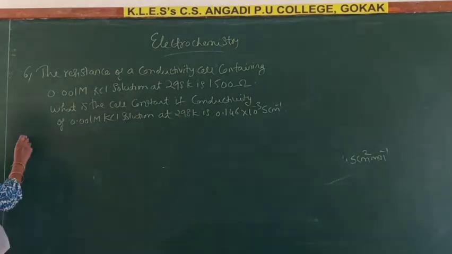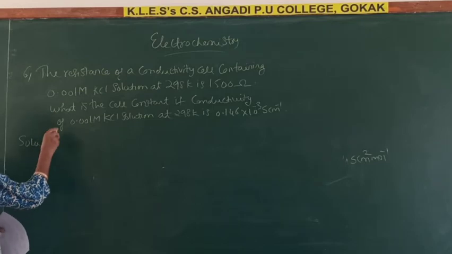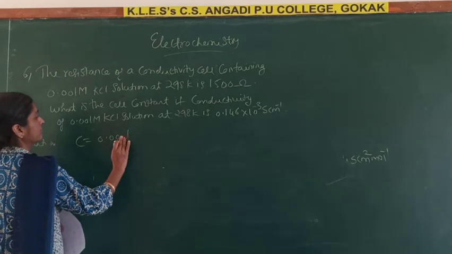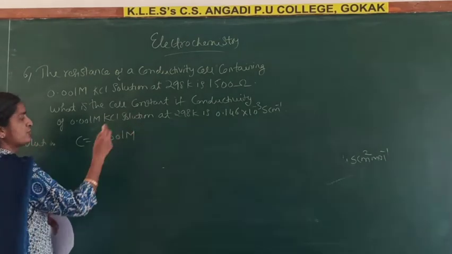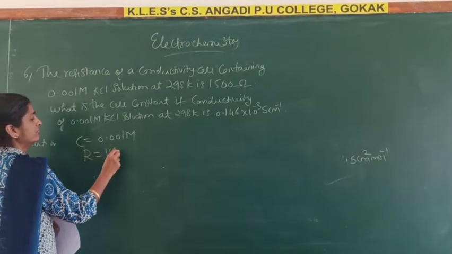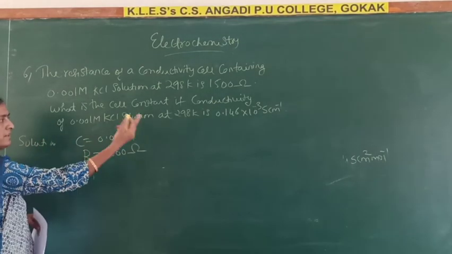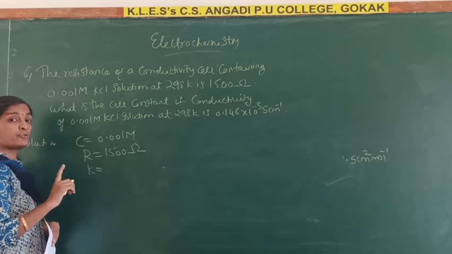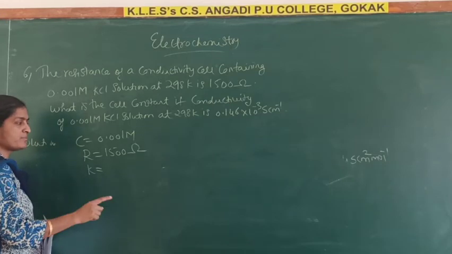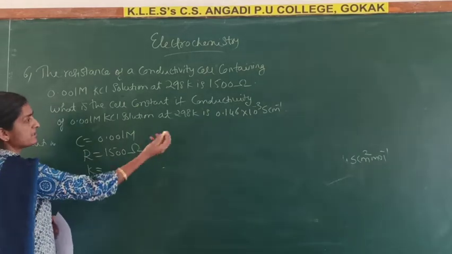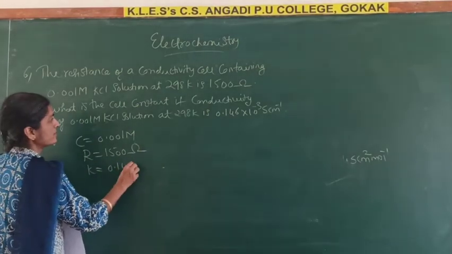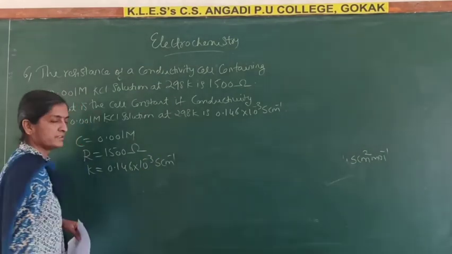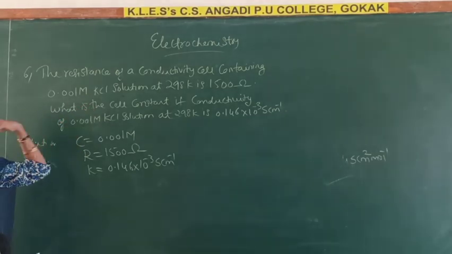First you write the given data. So what is the given data? We are given the concentration. Next you are given resistance. Next you are given conductivity. So always write the given data so that it becomes easy for you to remember the formula. Kappa is equal to 0.146 into 10 raised to minus 3 Siemens per centimeter. Right. Now what you have to find out is cell constant.